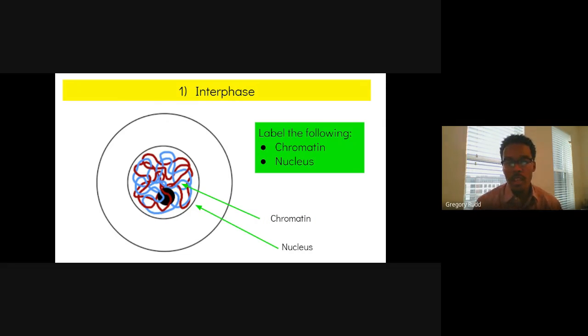Interphase is very simple, and you guys don't need to make these drawings too complex. All you need to do is a large circle representing the cell, a smaller circle in the middle of the large circle representing the nucleus, and then some squiggly lines in the middle to represent the chromatin. So 3 minutes should be plenty of time for that one.